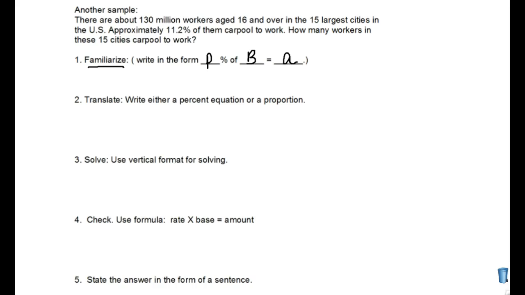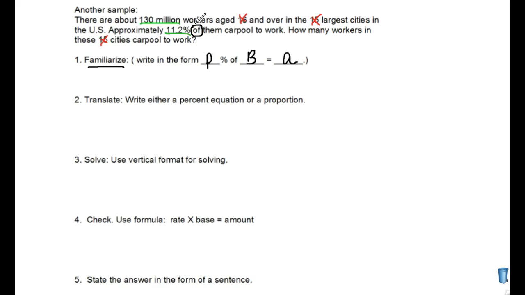So let's look back over the problem. We need to sort through it a little bit because there's some extra numbers there that we aren't going to use, right? We aren't going to use the 16 or the 15. What we're going to use is the 130 million workers and the 11.2% of them. So we have a large pool of workers, 130 million of them. Of that 130 million, part of them, or 11.2% of them, carpool to work. See, we have the "of" here in the statement in the problem.